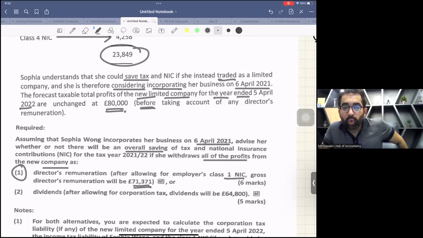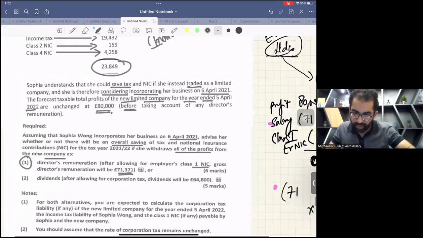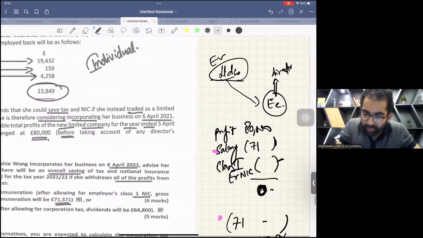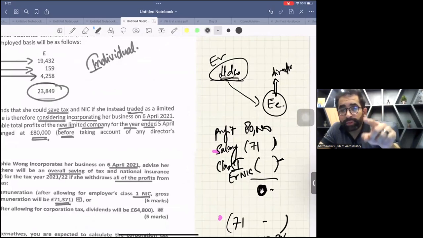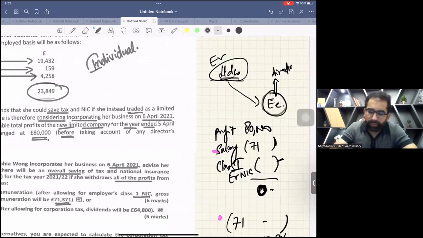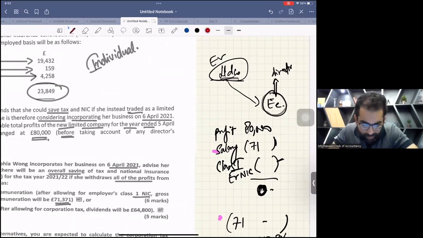Don't run fast. Slow. Case number one. In case number one, this is a limited company. The limited company is the employer. And now Sophia became the director or employee. Directors are also employees of the company. So out of this 80,000 profit, she is withdrawing how much salary? 71371 is the salary.